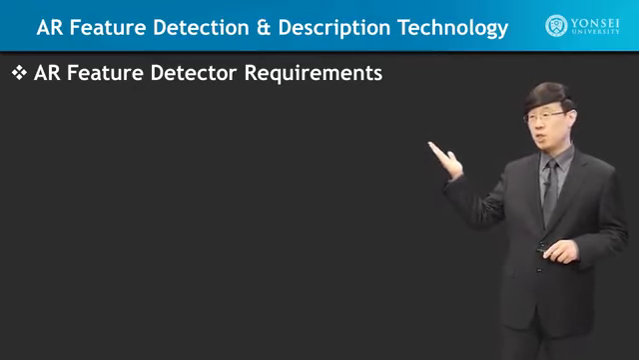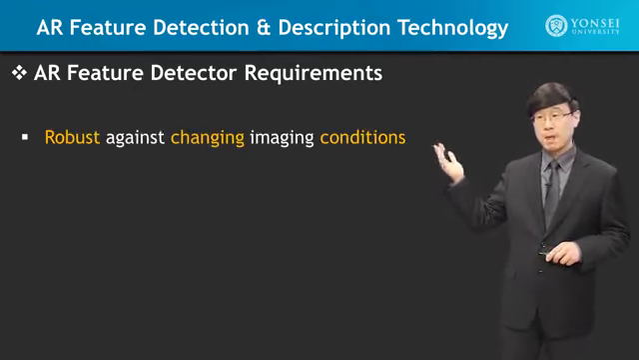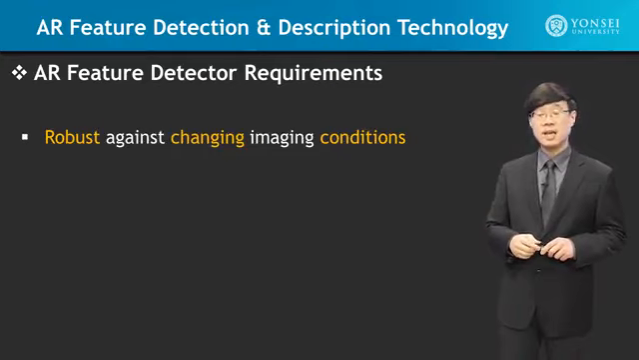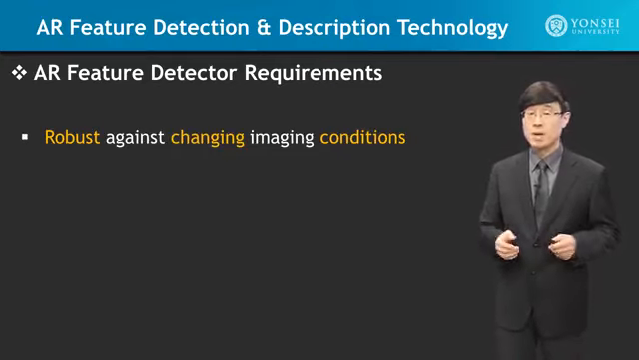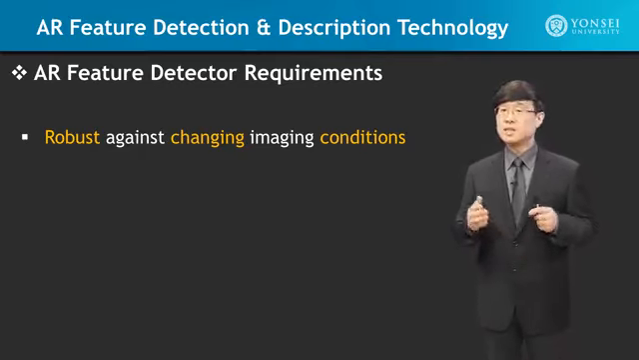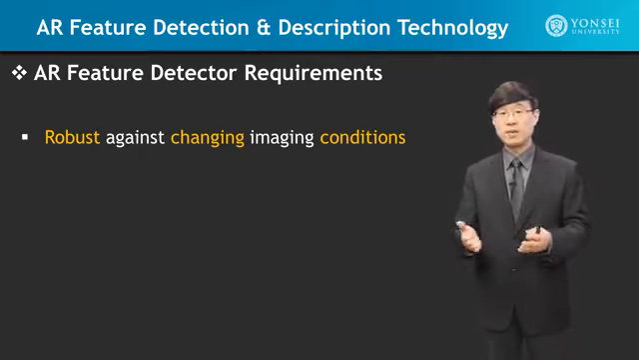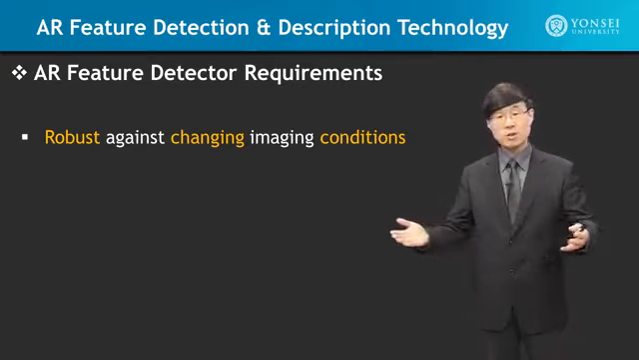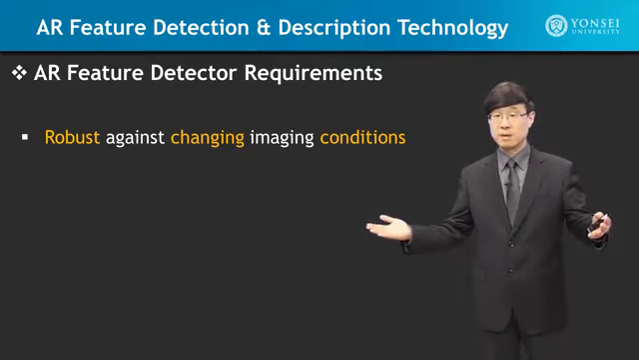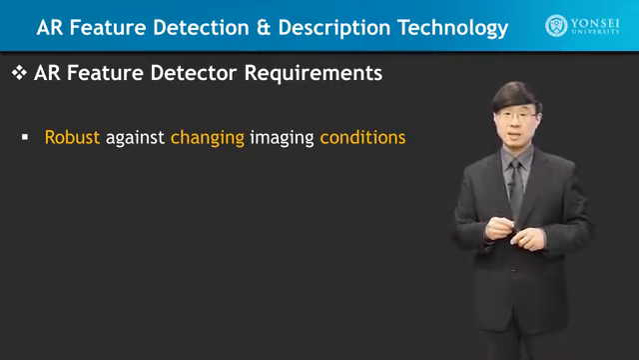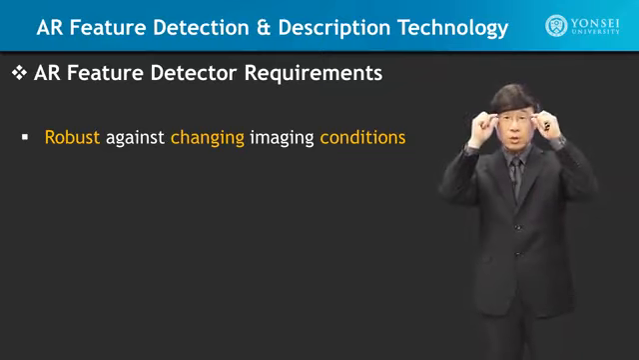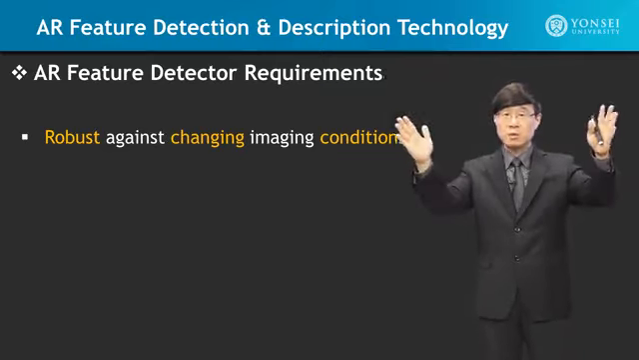Augmented reality feature detector requirements. Robust against changing imaging conditions. What does that mean? Well, think of it this way. This is not virtual reality, where the environment and all the characters within the environment are make-believe. This is augmented reality. Like on the glasses that you're using right now, you get a view of the real world.